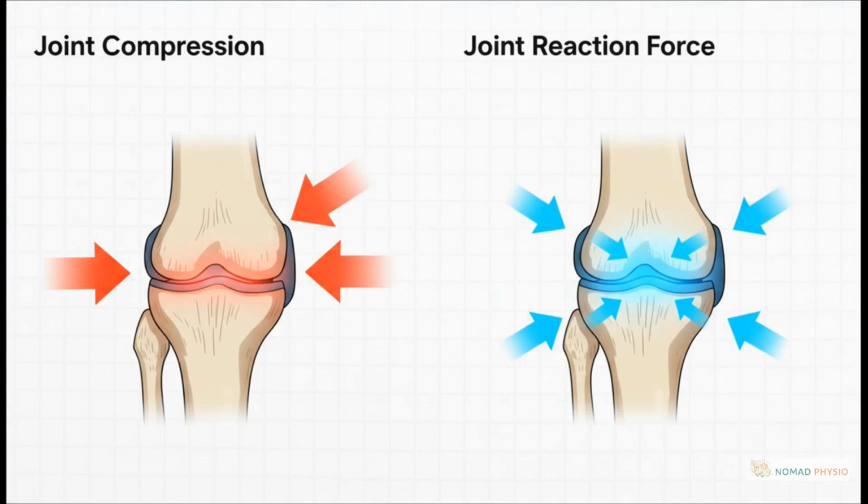So first, we have joint compression. That's any external force that's squeezing a joint. But the really cool part is that the body generates its own force in response. We call this the joint reaction force, or JRF. This is the force between the joint surfaces that pushes back, stopping us from collapsing under all that load from gravity and our own muscles.